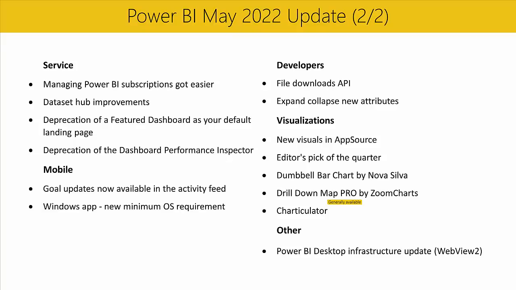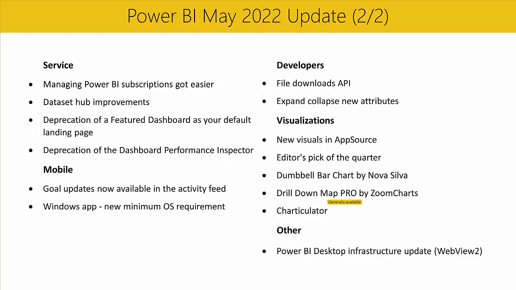Not only can you get right to the goal's details inside the scorecard by tapping on the goal in the activity feed, you can also update your goals directly from the feed itself via the Quick Check-in button. We've also changed the minimum Windows operating system version required by the Power BI Windows app to Windows 10 version 16299 in preparation for Power BI's WebView 2 upgrade. App upgrades for Windows devices running on earlier OS versions will not be available.